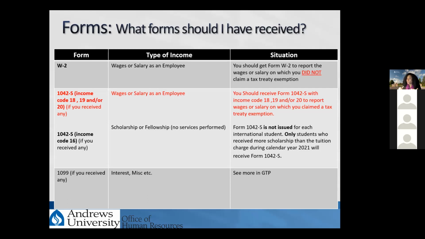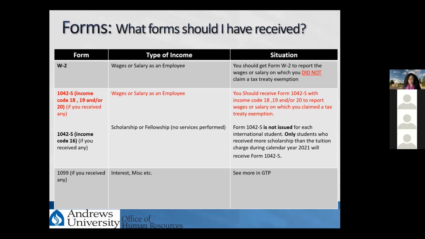You could have just a W-2 and a 1042S with income codes 18, 19, and 20 because you had a treaty, but you never had a scholarship. Some of you may just have a 1042S with income code 16 because you had a scholarship that was higher than your tuition, but you never worked or claimed a treaty. So watch out for these things. You could have all of them or some of them, okay?